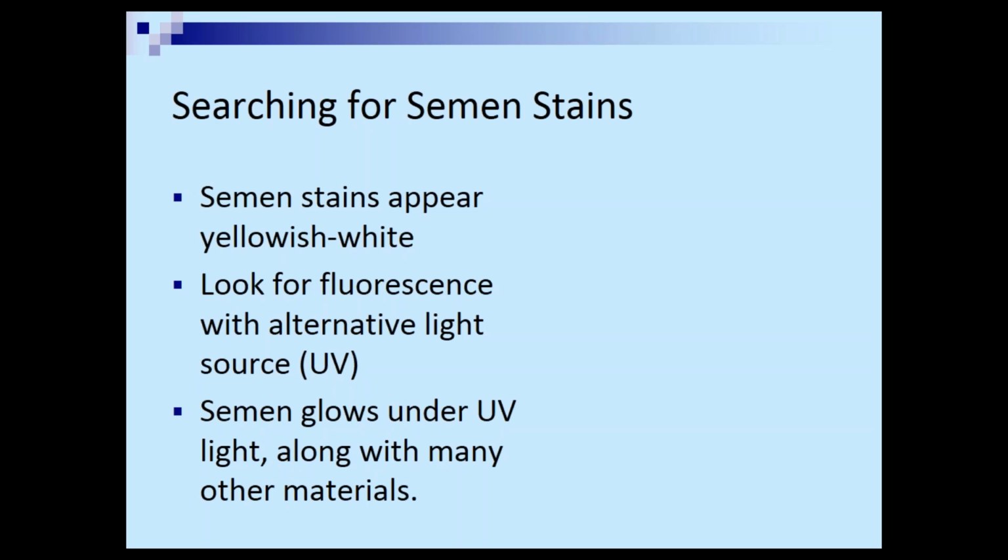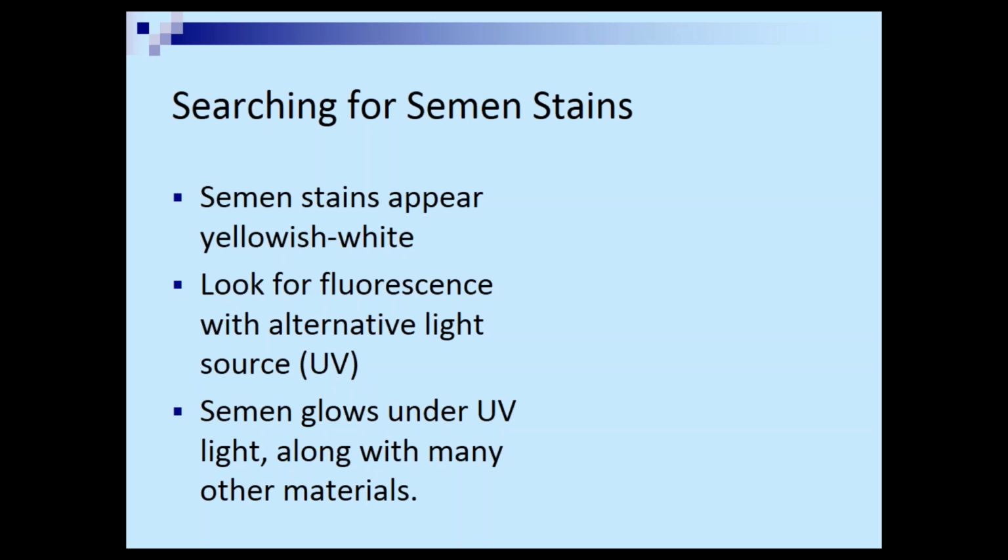So semen stains appear yellowish white, but just like blood stains on dark fabric, semen stains can be difficult to see on dark fabric or light fabric or on a swab from a sexual assault kit. What you can do, especially if you're searching clothing or bedding material for semen stains, is use an alternate light source. You can use UV light, which is what we talk about here. You can also use blue light with orange goggles. If you've seen any episodes of Hotel Nightmares, that's what they're doing there.